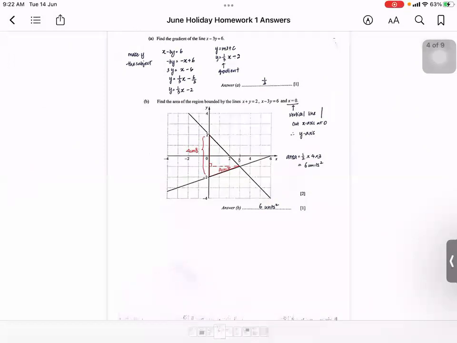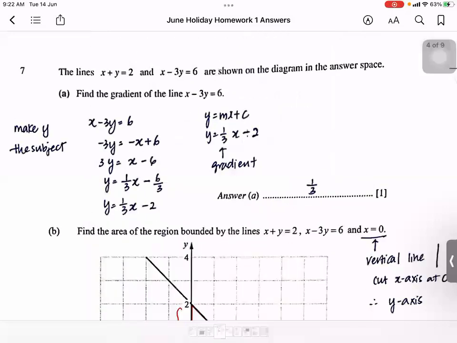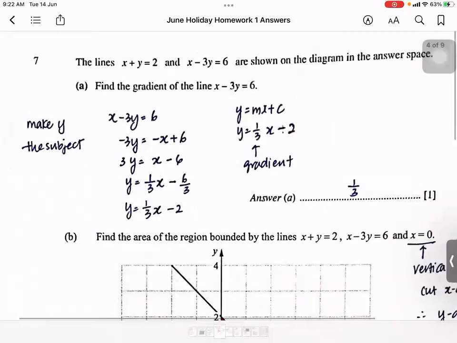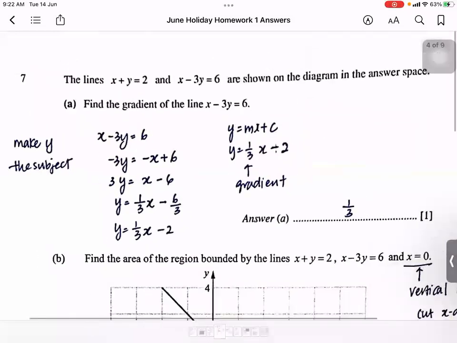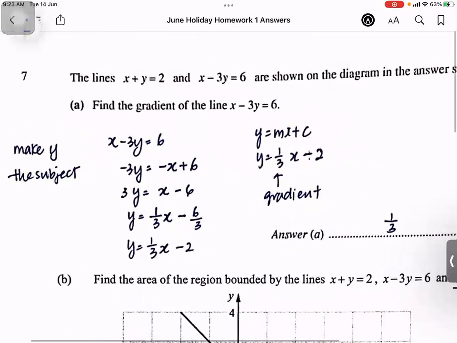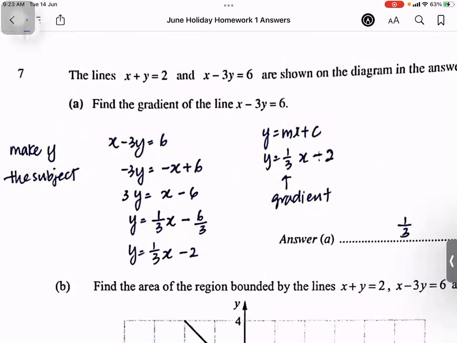Okay, next question. Question number 7. This one is a very typical drawing graph question. The concepts are always very standard, repeated many times, but I think you've forgotten, some of you, right? There are a few lines over here, x plus y equals 2 and x minus 3y equals 6, right? Shown on the diagram.